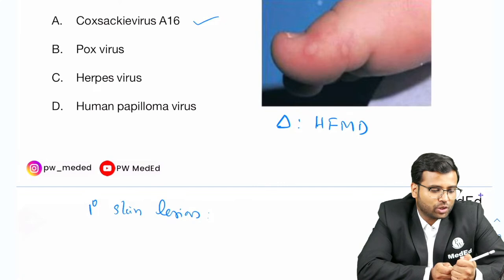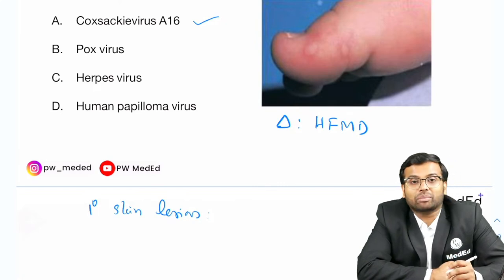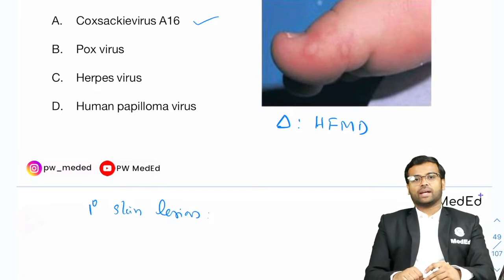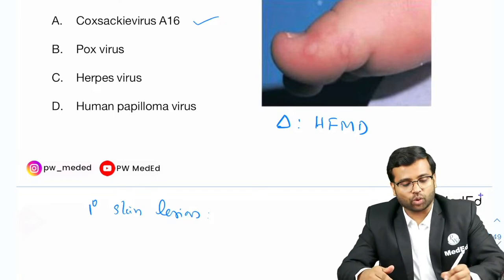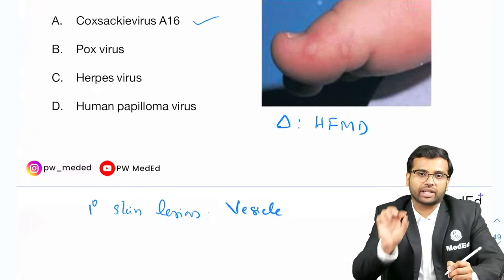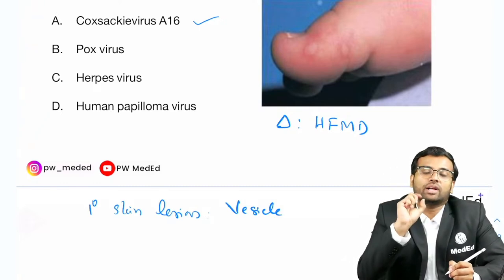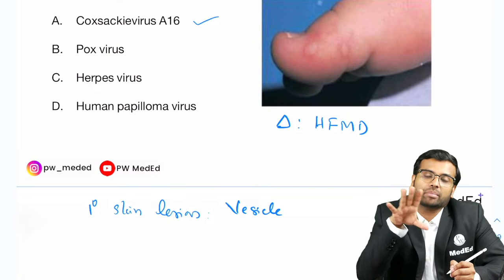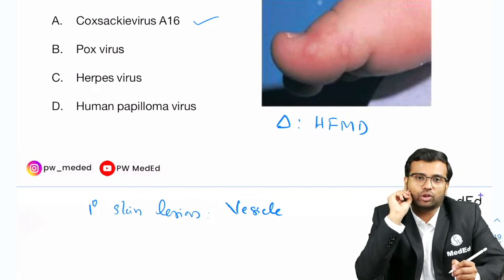So PK, Vishnu, all of you are answering it right. Now can you tell me what is a primary skin lesion in hand, foot, mouth disease? The primary skin lesion here is going to be a vesicle. It is going to be a vesicle. Okay, it's a fluid filled papule where the diameter is going to be less than 1 centimeter. Fine. That is going to be the typical primary skin lesion when it comes to hand, foot, mouth disease.